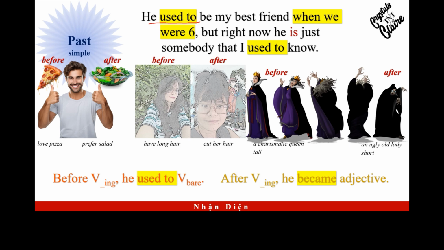He used to. After used to, verb be, verb 0. He used to be my best friend when we were 6. But right now, he is just somebody that I used to know. Okay, so here we have past tense. Here we have present tense. Okay, this one past, this one present.